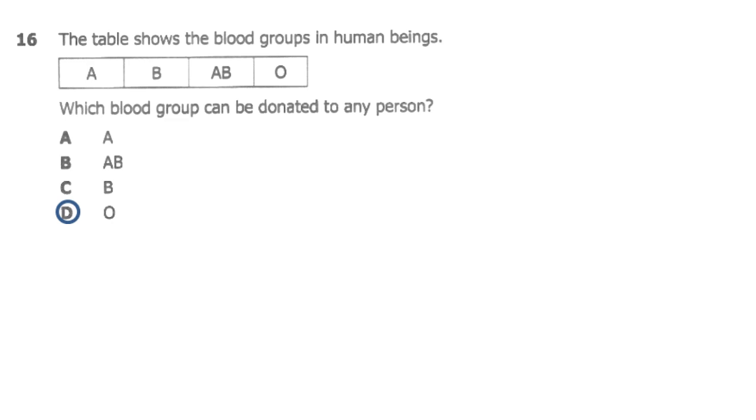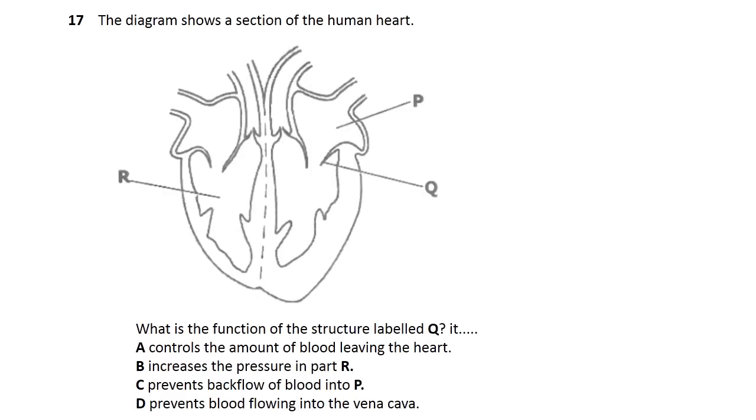Question number 17. The diagram shows a section of a human heart. What is the function of the structure labeled Q? So we are looking for the function of this structure Q. This is the human heart. Now we are specifically looking for the function of this part labeled Q.